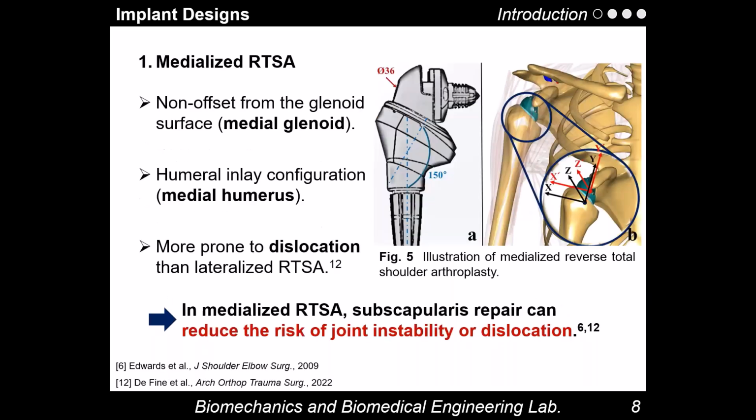As shown in Figure 5, medialized RTSA is characterized by a medialized glenoid, meaning there's no offset from the glenoid surface. It also features a medialized humerus with an inlay configuration. This is often referred to as the traditional Grammont style design. From a clinical perspective, medialized RTSA is known to be more prone to dislocation than lateralized RTSA. Therefore, several studies suggest that subscapularis repair in medialized RTSA is required to reduce the risk of joint instability or dislocation.